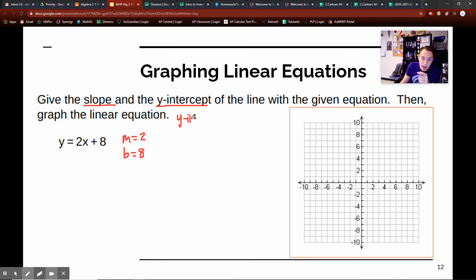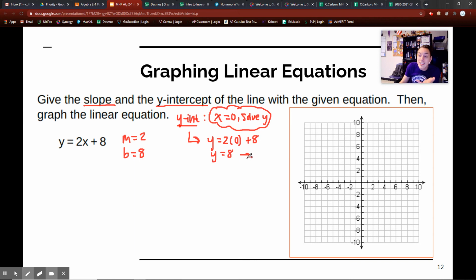Remember, I know it's 8 not because of Algebra 1, but because if I said x equals 0 and solved for y, this is still review, what I get then is y equals 2 times 0, if I plug into my formula, plus 8, which then I get 8. So what did I plug in? I plugged in 0. What did I get out? I got out 8. Remember functions last week, input, output? So this is how I know it's (0, 8).